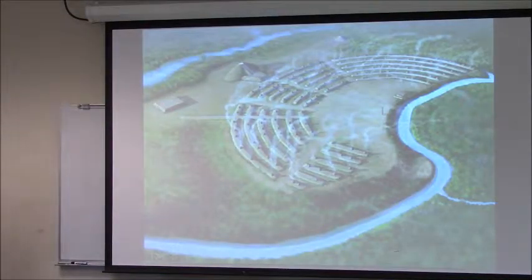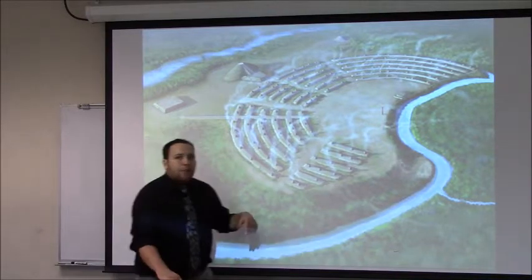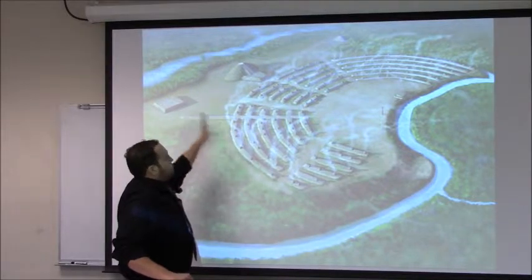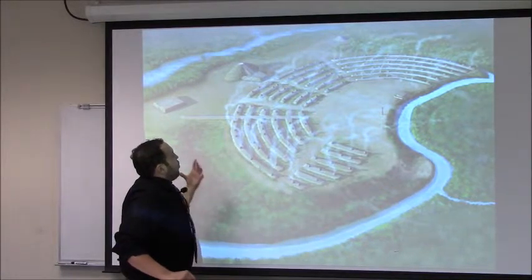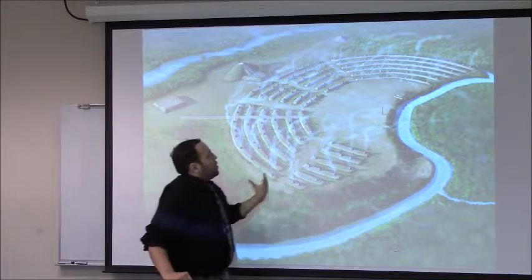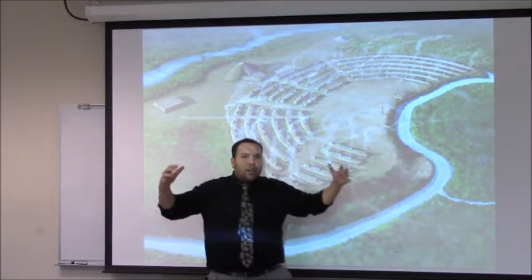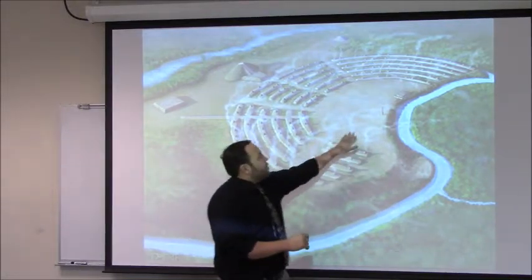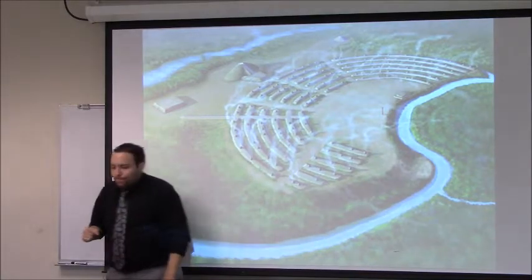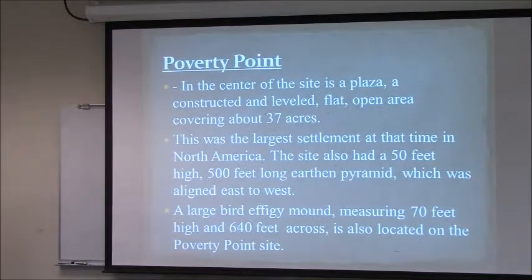This is an artistic rendering of what Poverty Point may have looked like. Again, we don't exactly know what it looked like or what it was for. There's evidence to suggest that there was a really big wooden totem here in the center, perhaps where the sacrifices were offered. Again, it's an artistic rendering. We don't really know what it looked like.